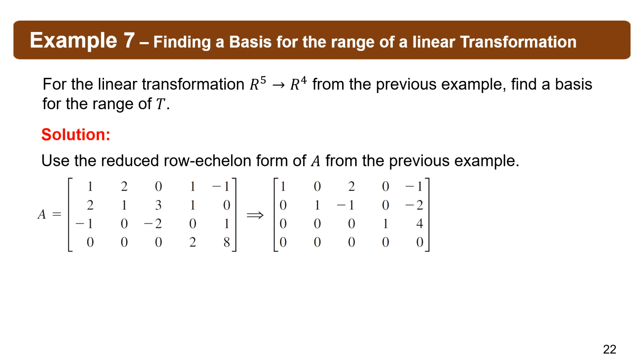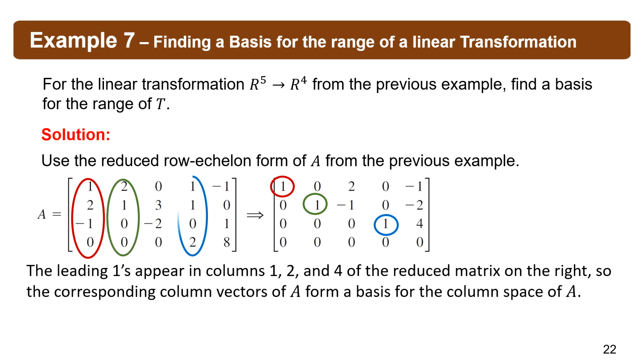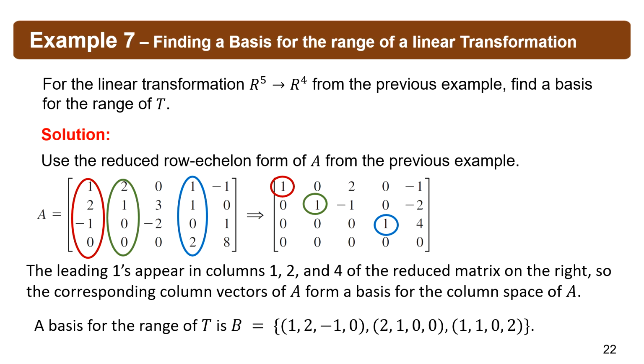First, we change it to row echelon form. Then we get all the leading ones. The leading ones appear in column 1, column 2, and column 4. So the corresponding column vectors of A, column 1, column 2, and column 4, are what we call the basis. As a set, you can write that as B equal to these columns, and we can write that in vector form like this.